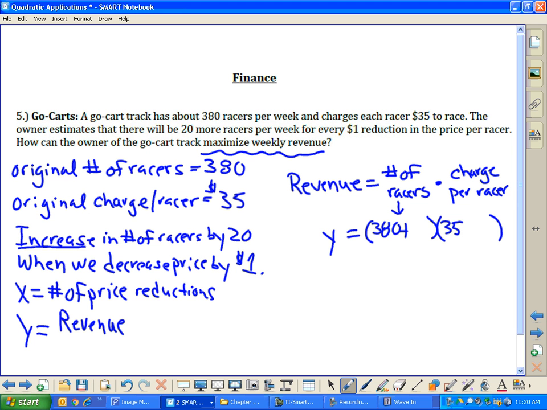Let's look at the second set of parentheses. The charge per racer. Am I going to add money onto that $35? Or in this problem, are we taking away money? Subtracting. Very good. So I have a plus and a minus. Everybody see why those symbols are there? Okay, so now we have to go back to what Hannah was saying with this whole X thing. X could be a number of weeks, or you could think about it as a number of price reductions that this model goes through.